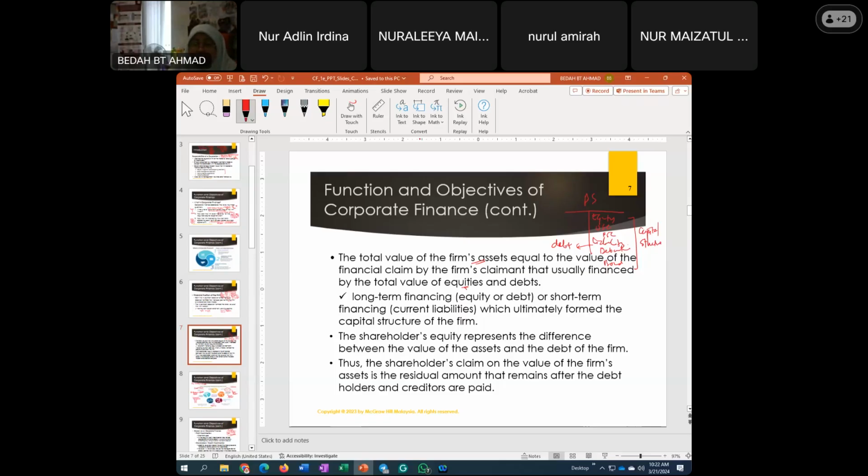Shareholder equity represents the difference between the value of assets and the debt of the firm. So on this side are the assets, and assets minus liability is your equity. That is what it means. So the difference between assets and liability is your equity. Shareholders' claim on the value of the firm is the residual amount that remains after the debt holders and creditors are paid. So when the company is in the winding up process or liquidation, the company will sell or dispose of all of the assets, or divest. If we invest, we buy; when we sell, it is divestment.